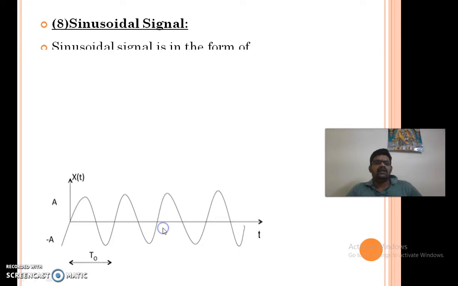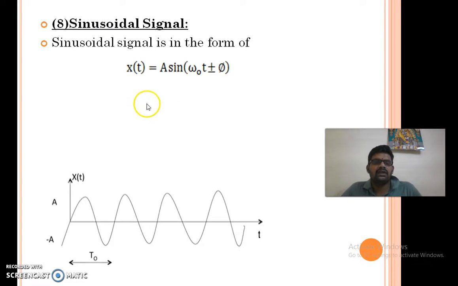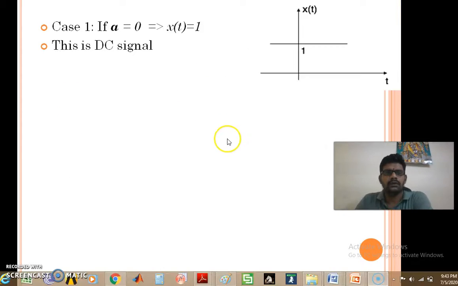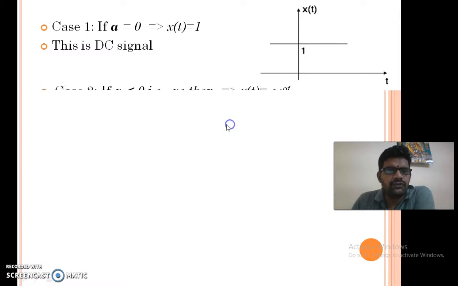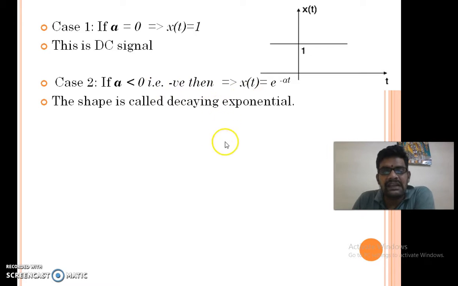And the sinusoidal function. The sinusoidal function will be of the form x of t equal to A sin omega naught t plus or minus phi. So if A equal to 0, then x of t equal to 1. So it is a pure DC signal having constant amplitude. Next, if alpha is less than 0, that is alpha is negative, then x of t equal to e power minus alpha t. It is known as decaying exponential.